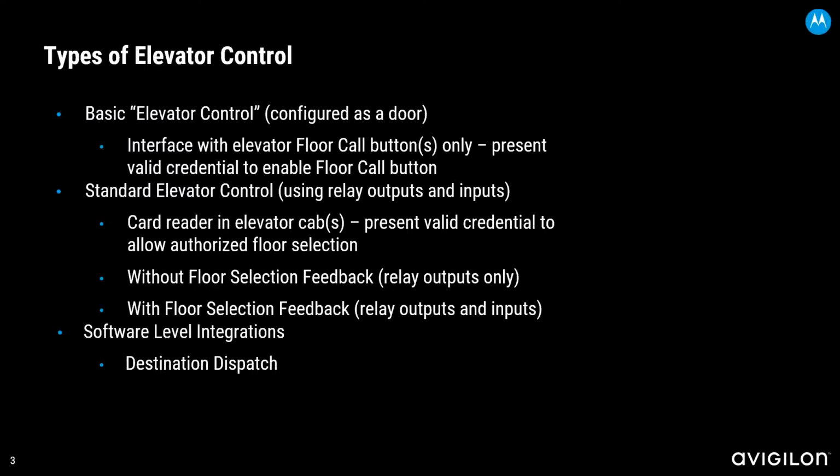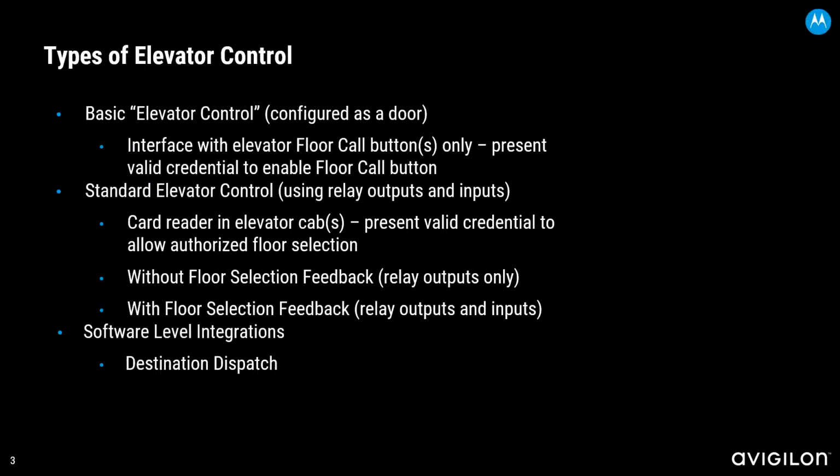Now, as I mentioned before, sometimes people will put an extra level of security where they don't want you to even be able to call the elevator without first presenting your card. So in that scenario, you'd have the card reader outside the cab, present your card, then call the elevator. Then once you get inside the elevator, you would have to present your card again, and then you would select your floor. Now, within standard elevator control, we have a couple different options.